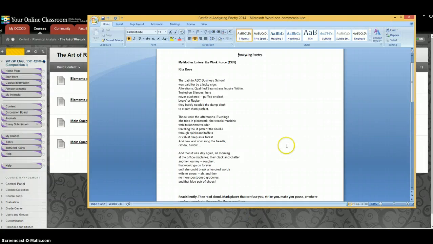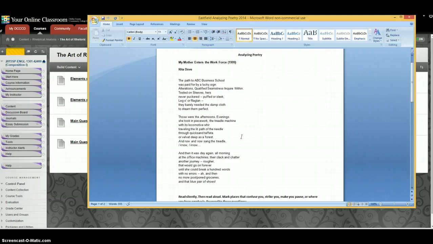Here are the 2 poems. The first one is called My Mother Enters the Workforce by Rita Dove. And you notice it's in 3 different stanzas. And so as you read it, the path to ABC Business School was paid for by Lucky Sign. Alterations, qualified seamstress inquire within. Tested on sleeves, hers never puckered, puffed, or sleek. They go, or raglan, they barely needed the damp cloth to steam them perfect.